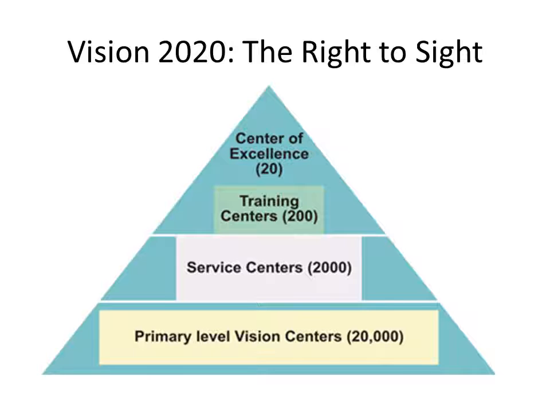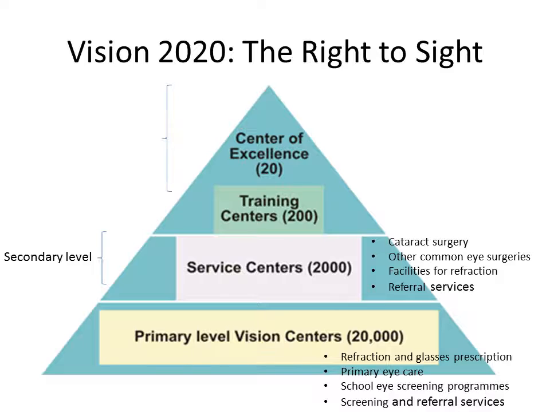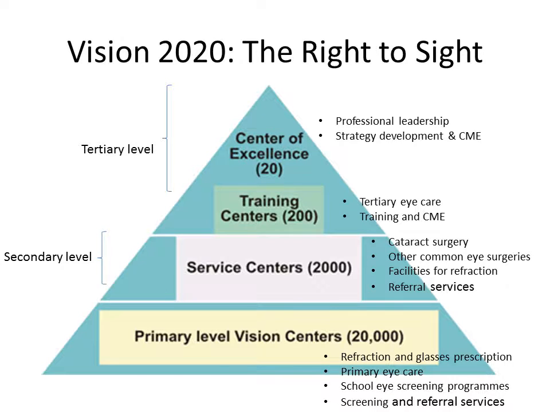This is the infrastructure envisaged under the Vision 2020 initiative. This is discussed in more detail in the lecture on the National Program for Control of Blindness. Here it suffices to say that there is an aim to establish 20,000 primary level vision centers which will give primary eye care, and 2,000 service centers which will provide secondary level eye care, and to establish 200 training centers and 20 centers of excellence in each country which will provide tertiary level eye care, and also conduct surveys, provide training and lay out standards, etc.